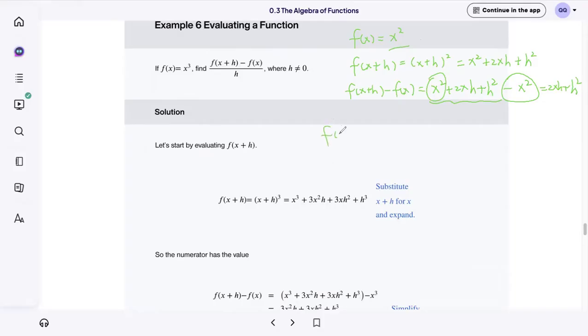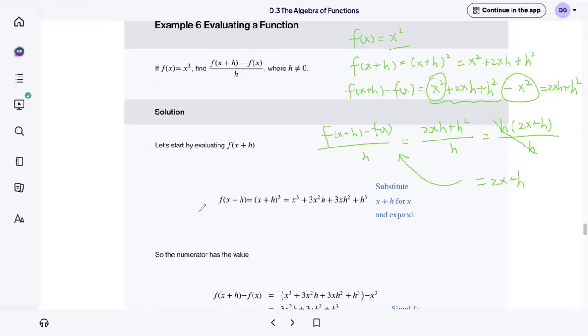Now we do the last step. We do f of x plus h minus f of x, and we divide by h. So we take this one, 2xh plus h squared, and we divide by h, right? We can factor h from the numerator. Right, 2xh, h squared. But once we factor out, remember h divided by h equals 1. So we're left with 2x plus h. That's it. That's the difference quotient of this one.